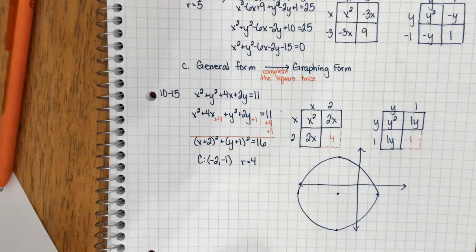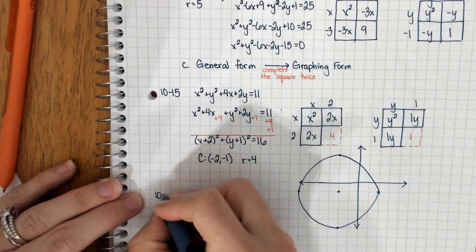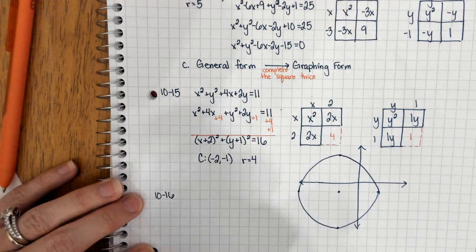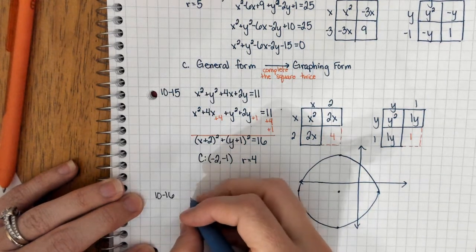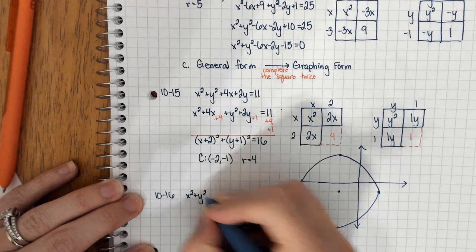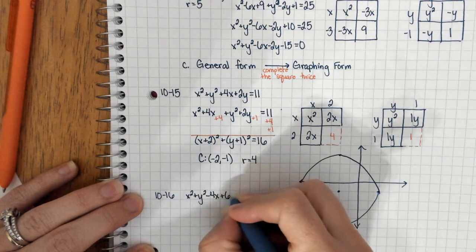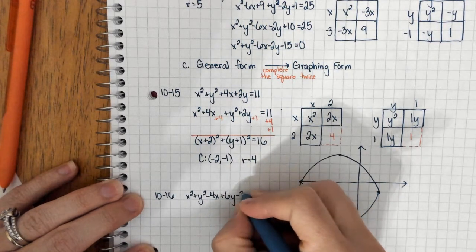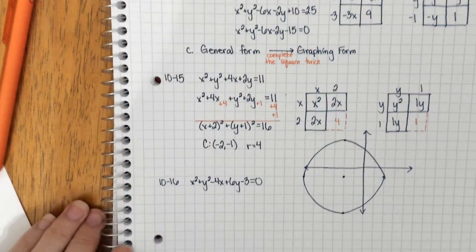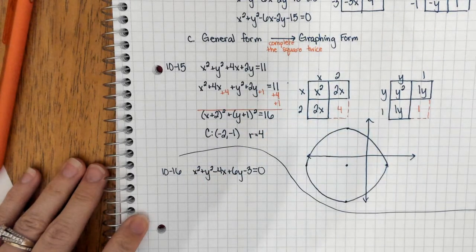Okay, and then we'll go ahead and do problem number 16. Which the directions say rewrite it in graphing form and sketch a graph. So here the equation is x squared plus y squared minus 4x plus 6y minus 3 equals 0. So I'm going to do two things at once in this problem. Remember, this circle goes with that problem.